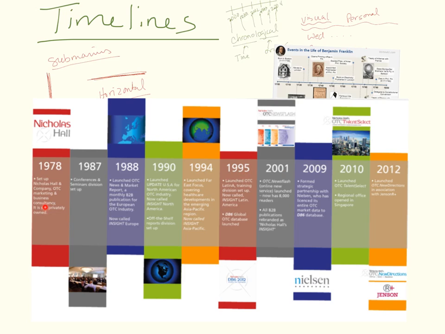And then what happened in 1978? Well, this happened. In 1987, this happened. And it's all about this Nicholas Hall guy, and so forth and so on. They used color. They did add some graphics, as you can see here. But this is just another example of a particular timeline.